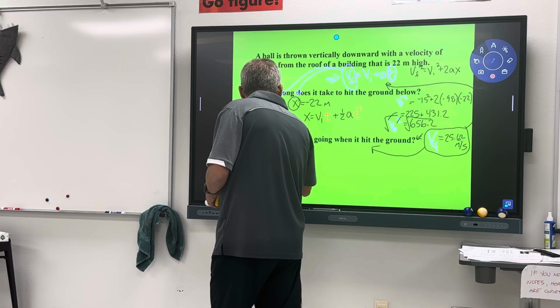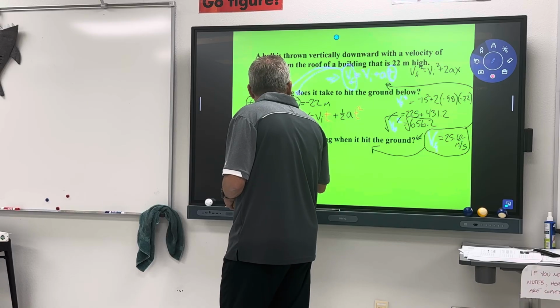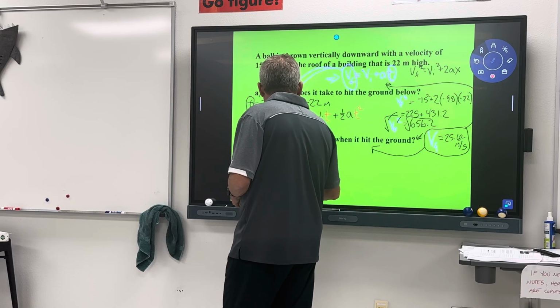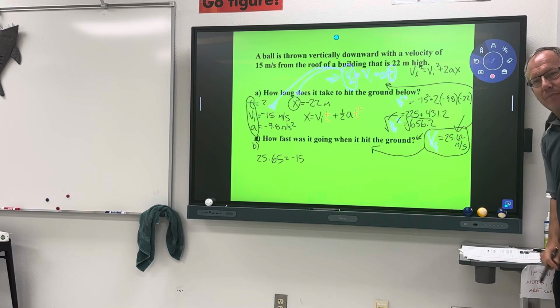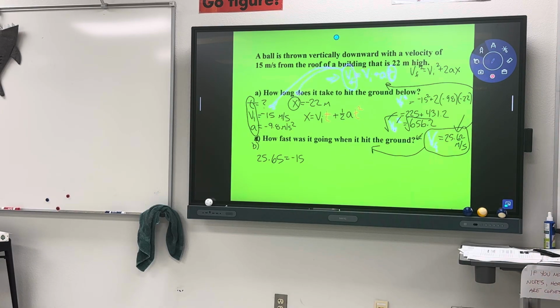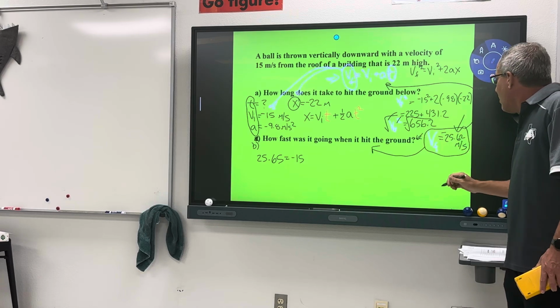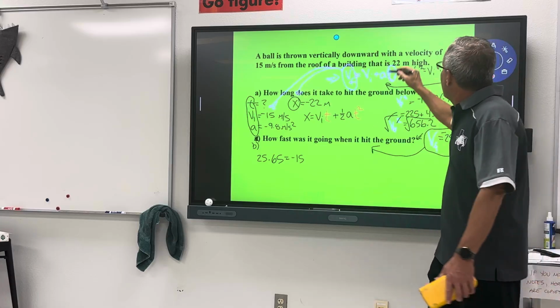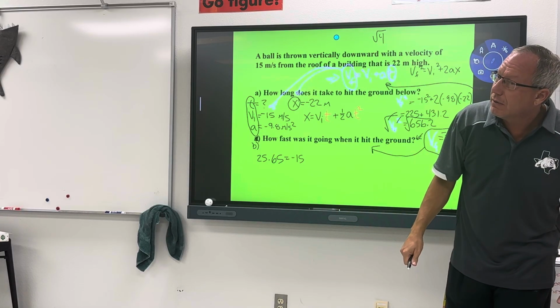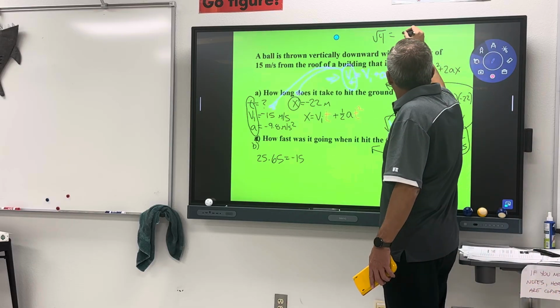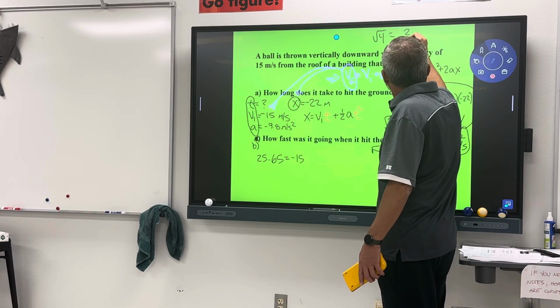25.62 equals my initial velocity of negative 15. By the way, what's wrong with this answer? Yeah, and it should be what? It has to be negative. Now, when you take the square root of anything, what's the square root of 4? 2. Or, yeah, it's going to be 2 or negative 2, isn't it?